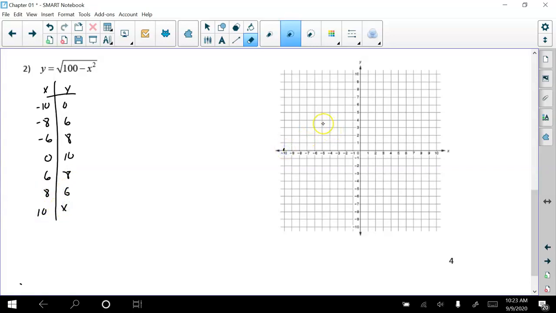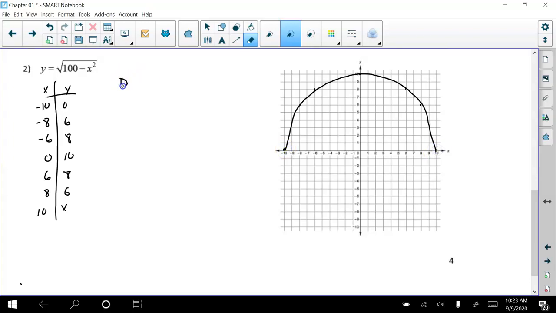So negative 10, 0. Negative 8, we're at 6. Negative 6, 8. 0, 10. 6, 8. 8, 6. So it looks almost like half of a circle. It looks like a semicircle. And there's our graph.